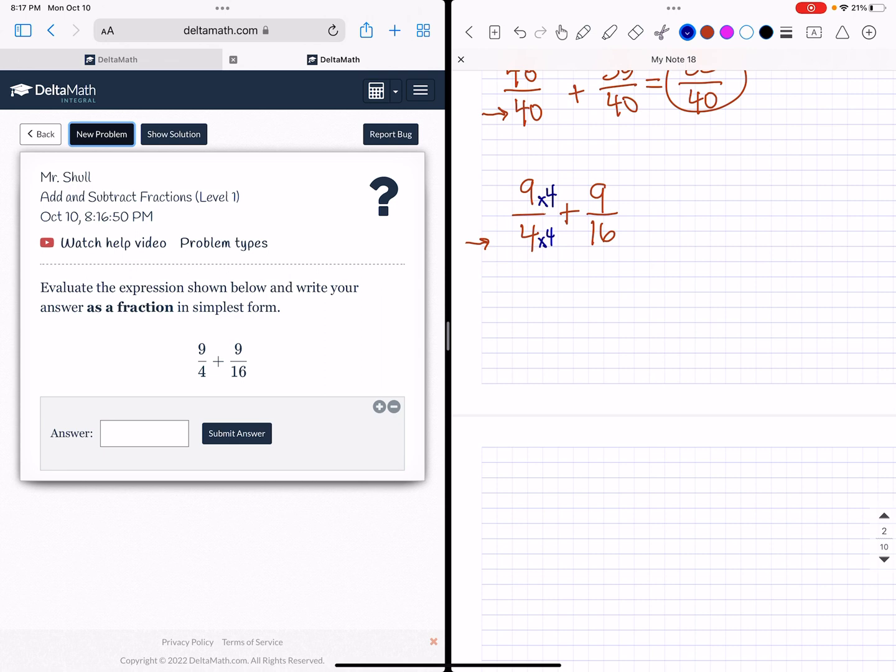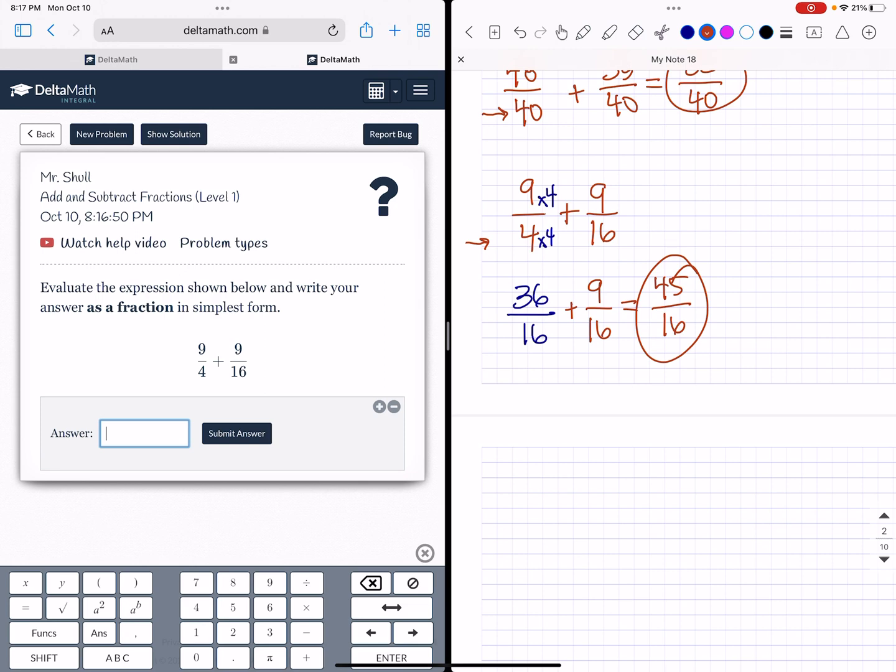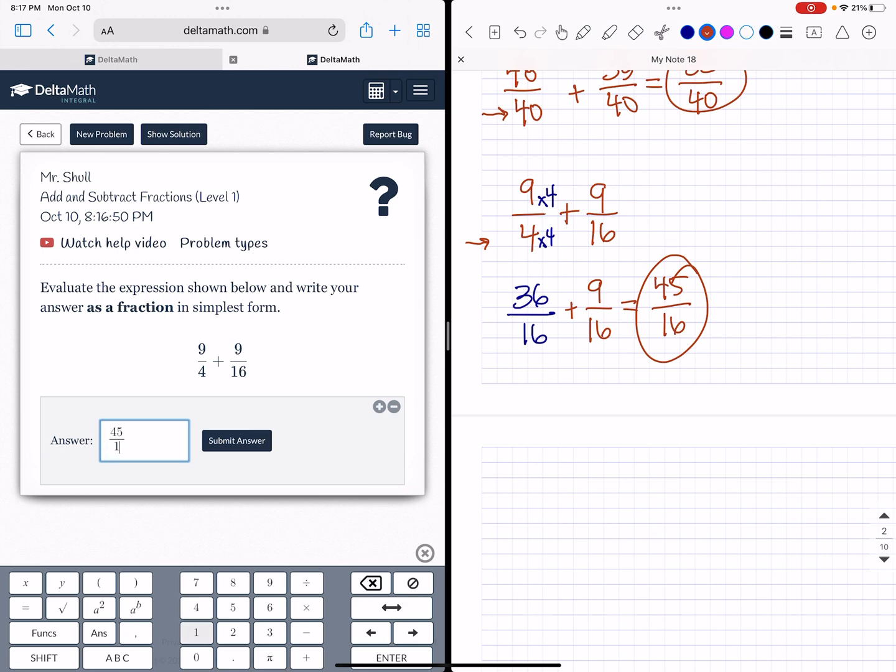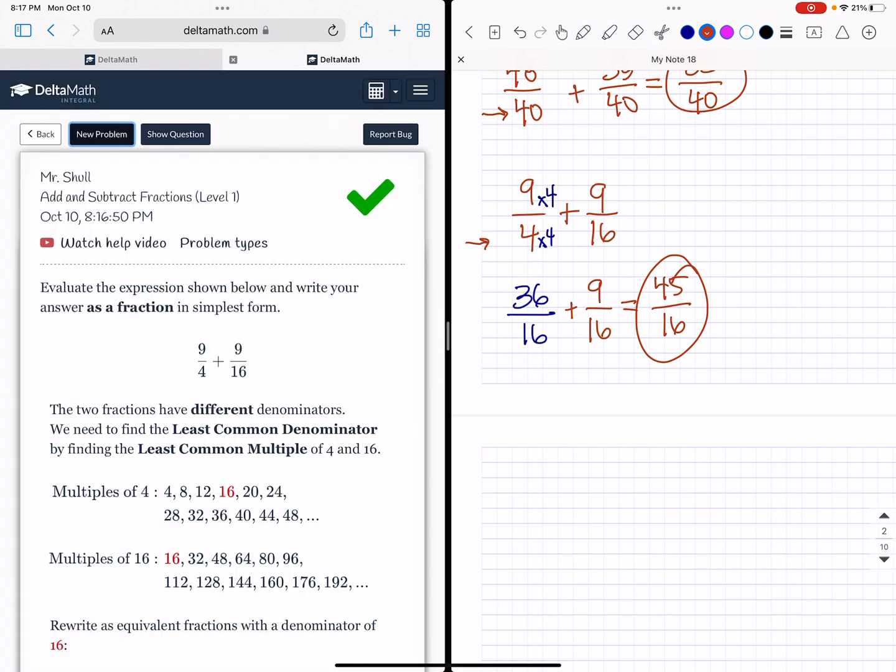I'm going to say 9 times 4 is 36, and 4 times 4 is 16. So if I unreduce 9/4, I can turn it into 36/16. And the reason why I do that is because it can add with 9/16. And now I can just add the tops and get 45/16. Let's see. 45 divided by 16. Enter. Submit. Sweet. All right, I'll do another one.